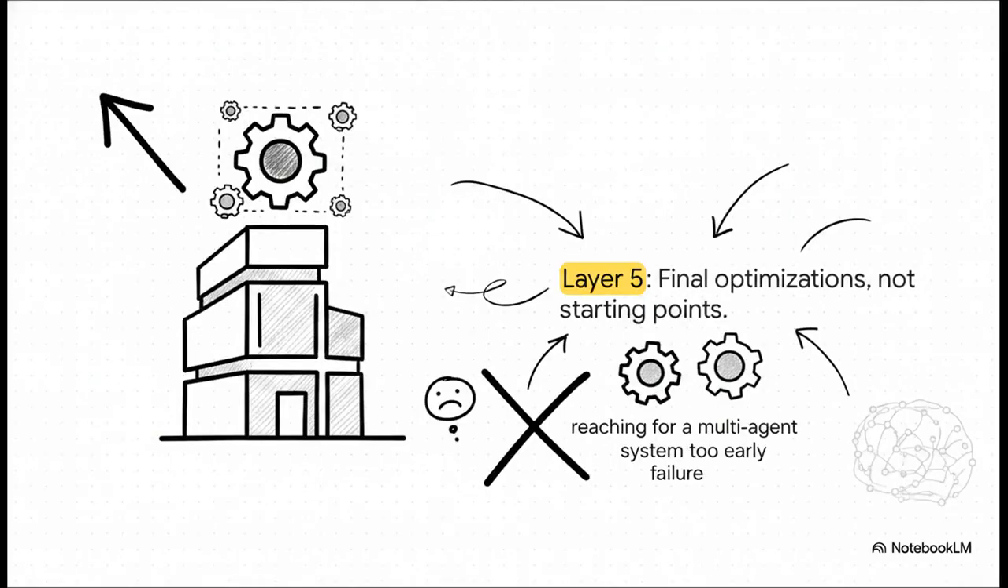Finally, we top off the whole building with layer 5, optimization. I want you to notice exactly where multi-agent systems live here, at the very end. Things like model routing, caching, and multi-agent architectures are final optimizations. They are not starting points. Reaching for them too early is pretty much a guaranteed way to fail the interview by designing a completely unworkable system.